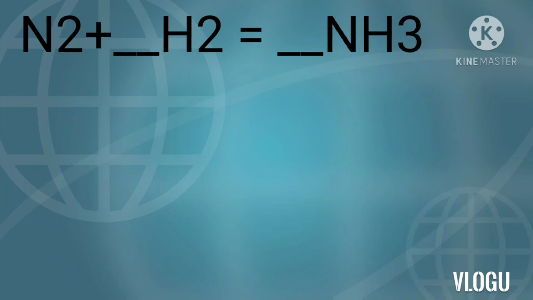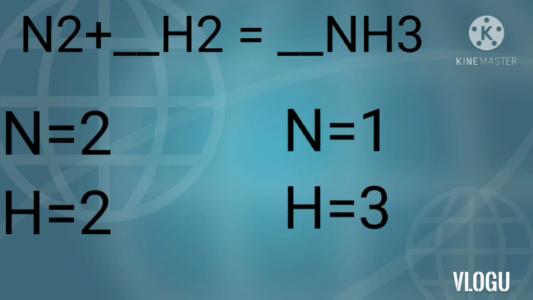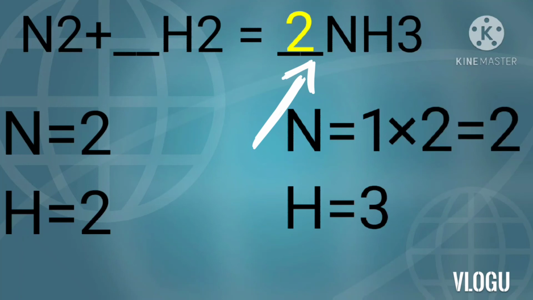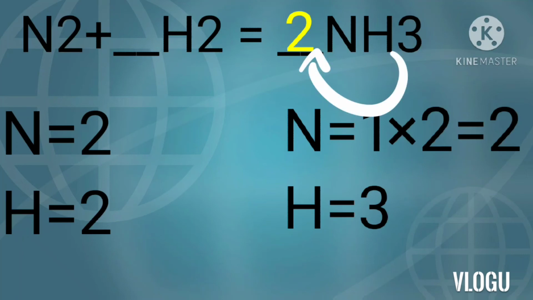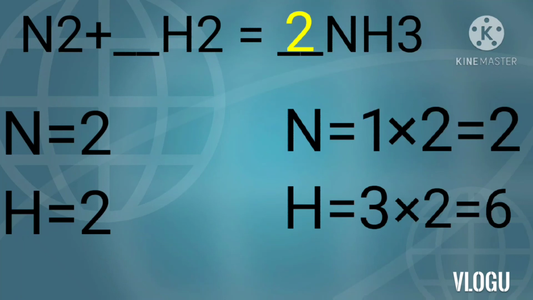Next, we have here the equation nitrogen plus hydrogen equals nitrogen hydride, or what we call ammonia. Nitrogen has 2 and 1 and hydrogen has 2 and 3. Starting with nitrogen, we have to multiply it by 2 to get the product 2. Same with hydrogen because it was combined with nitrogen, so let's multiply hydrogen 3 times 2, get the product of 6.